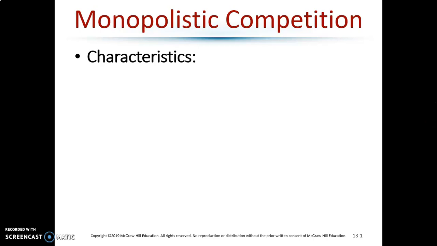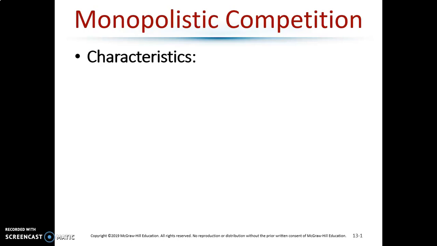Now that we've got the extremes down, we know perfect competition. Remember, that's a lot of firms, everybody selling the same product, perfect information, can't move your price, and a highly competitive environment. And we know monopolies, pure monopolies: one firm, no competition, market power, etc. Now we're going to look at the stuff that lies kind of in between.